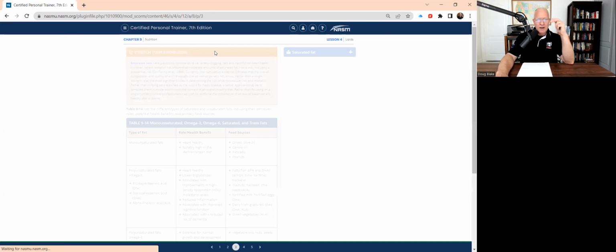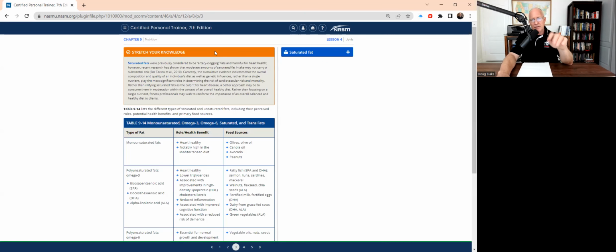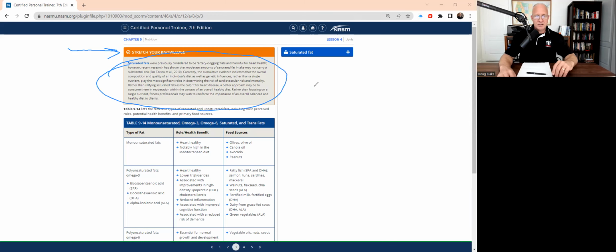Just keep that in mind as you go through this. The other thing is that, particularly in this section, there are some interesting facts that it's not a bad idea to look at and read. So stretch your knowledge. The box has some very, very interesting information. It basically says don't be looking at the information from the 1950s and the 1960s about how bad saturated fats are.